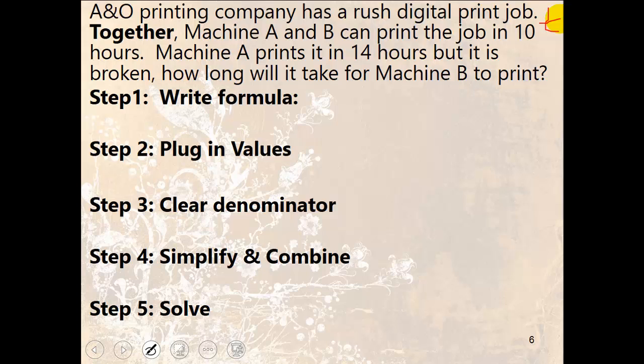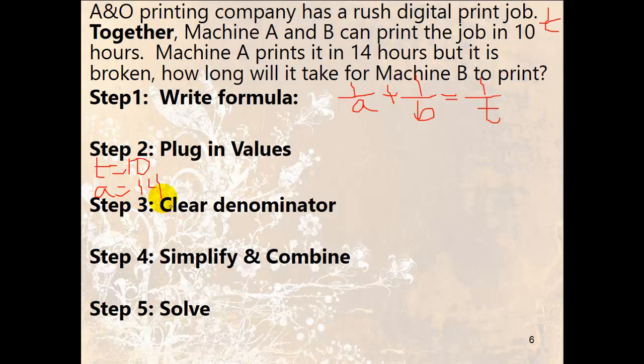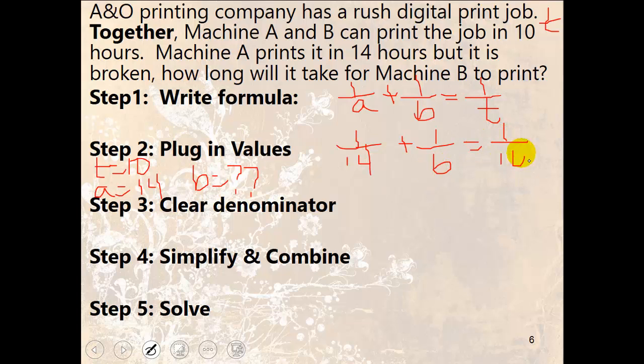Okay, so my formula is 1 over A plus 1 over B equals 1 over T. This one's a little bit different because I know my together, so I know that T is equal to 10 and A is equal to 14 and B is what I don't know. So I'm going to plug in 1 over 14 plus 1 over B equals 1 over 10. And to clear the denominator, my least common multiple is going to be 14 times 10 times T.